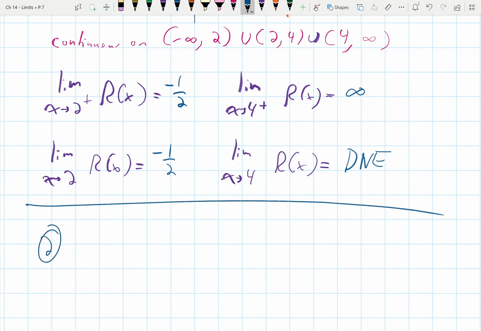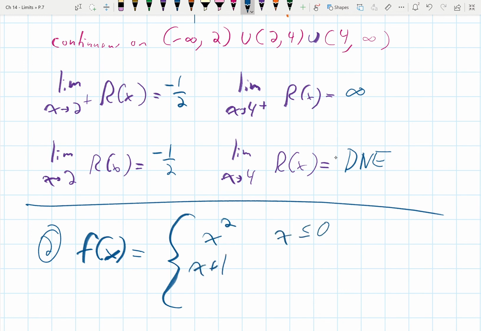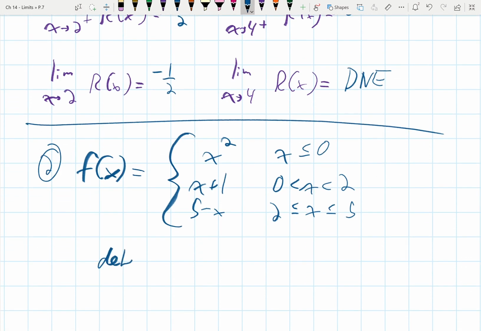Okay, number 2. F of x equals x squared when x is less than or equal to 0, x plus 1 whenever 0 is less than x is less than 2, and 5 minus x whenever 2 is less than or equal to x, which is less than or equal to 5. And I want you to determine where f of x is continuous.